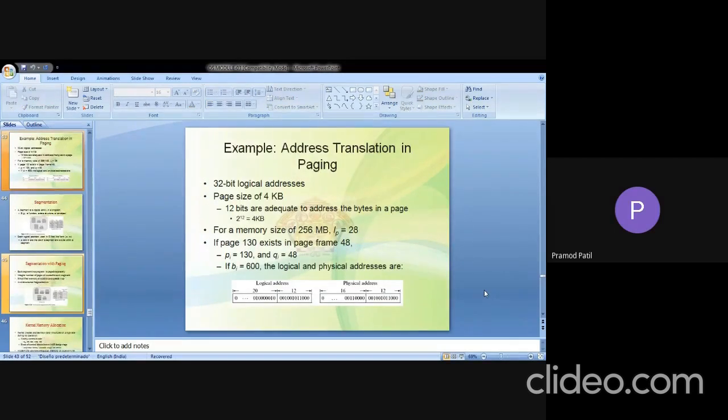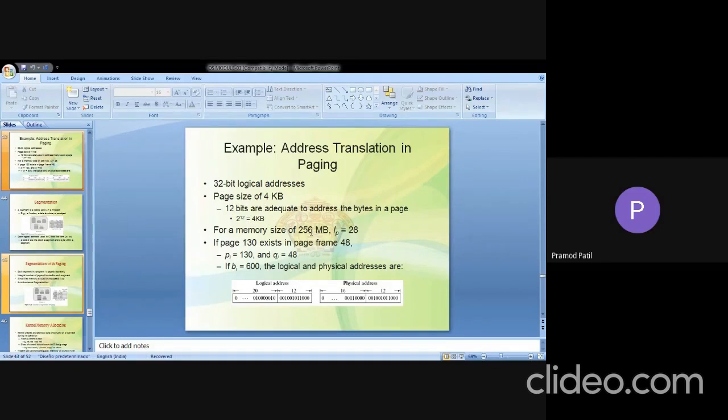Then we are going to see one address translation in paging. Suppose we have a 32-bit logical address and the page size is 4 kilobytes. So 12 bits are adequate as address bits, since 2 raised to 12 is obviously 4 kilobytes. For a 32-bit logical address, we are going to see how it works.